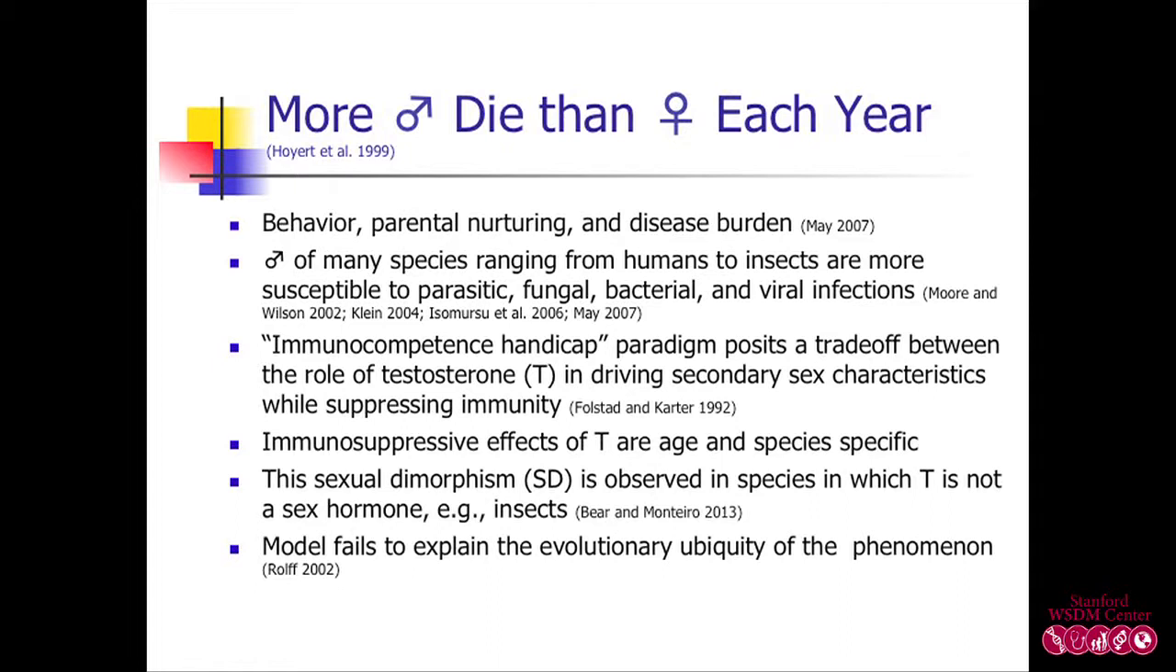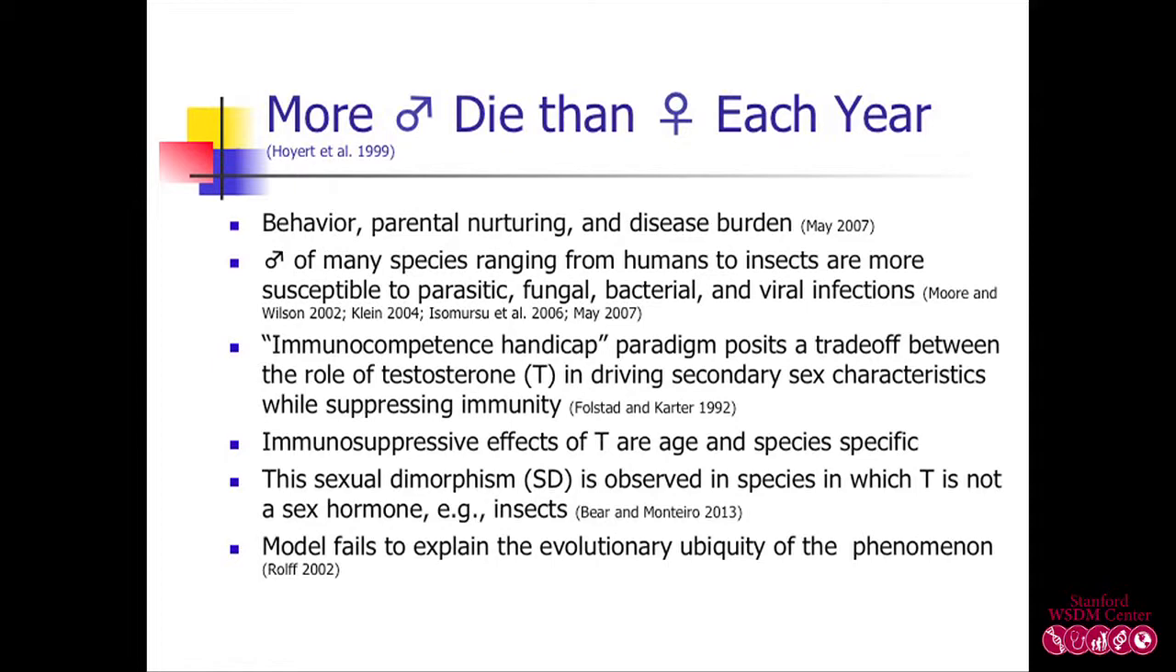Moreover, the sexual dimorphism is observed in species in which testosterone is not the sex hormone. For example, you see the same sex difference between males and females in species of organisms in which testosterone or estrogen are not the sex hormones driving sexual differentiation. So basically, this model fails to explain the evolutionary ubiquity of the phenomenon that is seen.